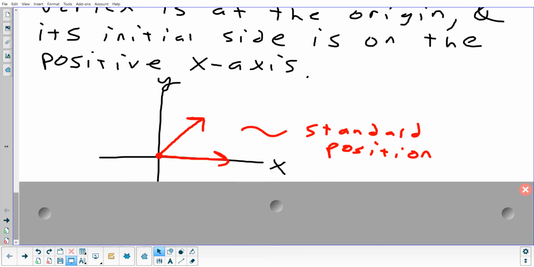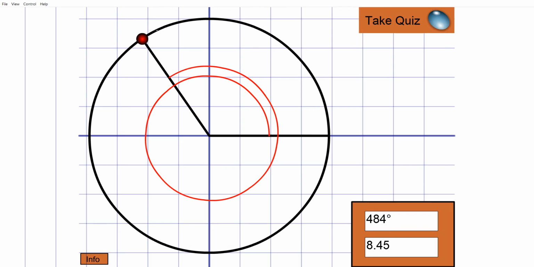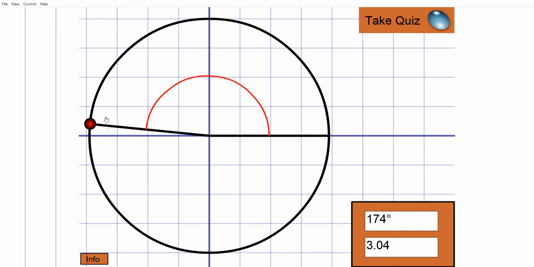All right, so that's kind of the background about angles, what we call the two sides, the rays, initial, terminal, and then drawing an angle in a certain way. All the angles that I drew in this program, they're all in standard position. I can't move the initial side, and I can't move the vertex. So they're all standard position. Any questions on that? All right.